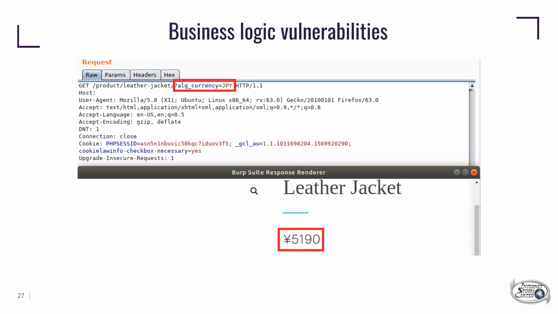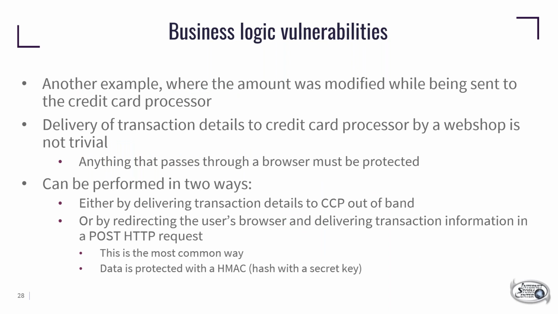Now, sometimes it is not all that obvious. So I wanted to show another interesting example to you with another business logic vulnerability that actually took me quite a while to find out. But I think it's kind of a cool example of how we can shuffle data and then get unexpected results. So this was the case.